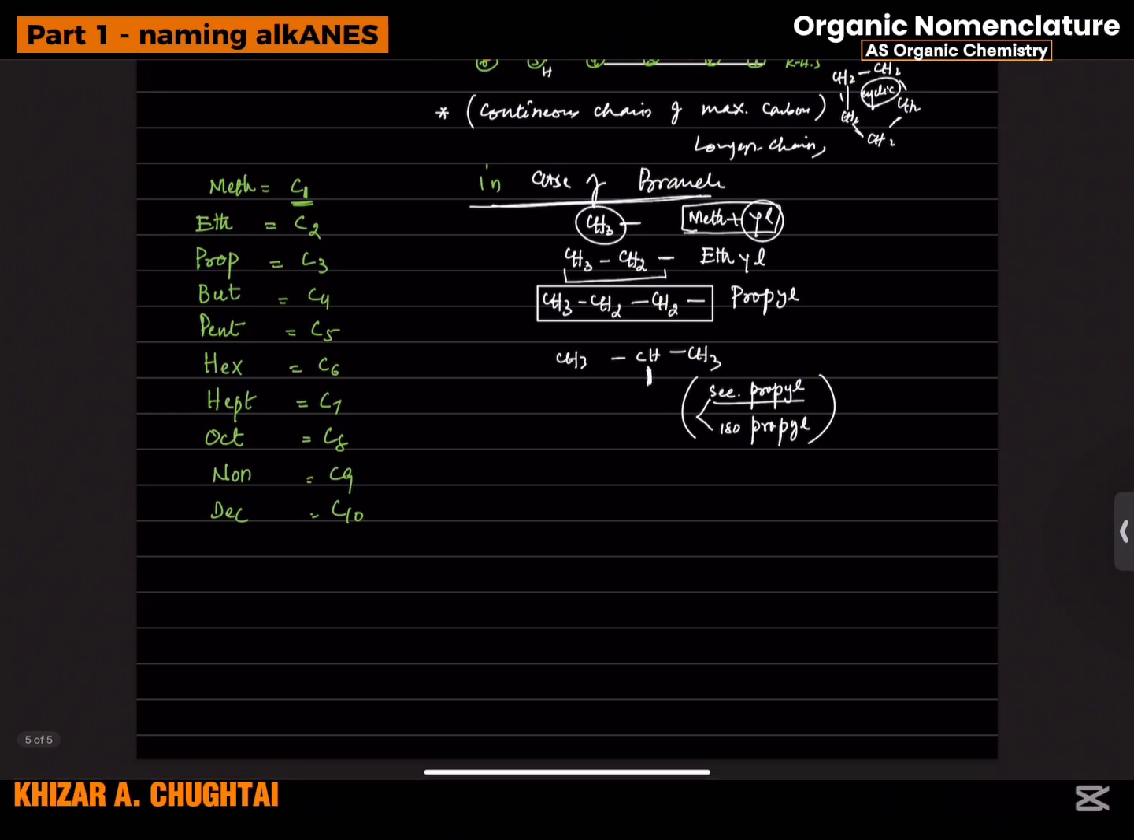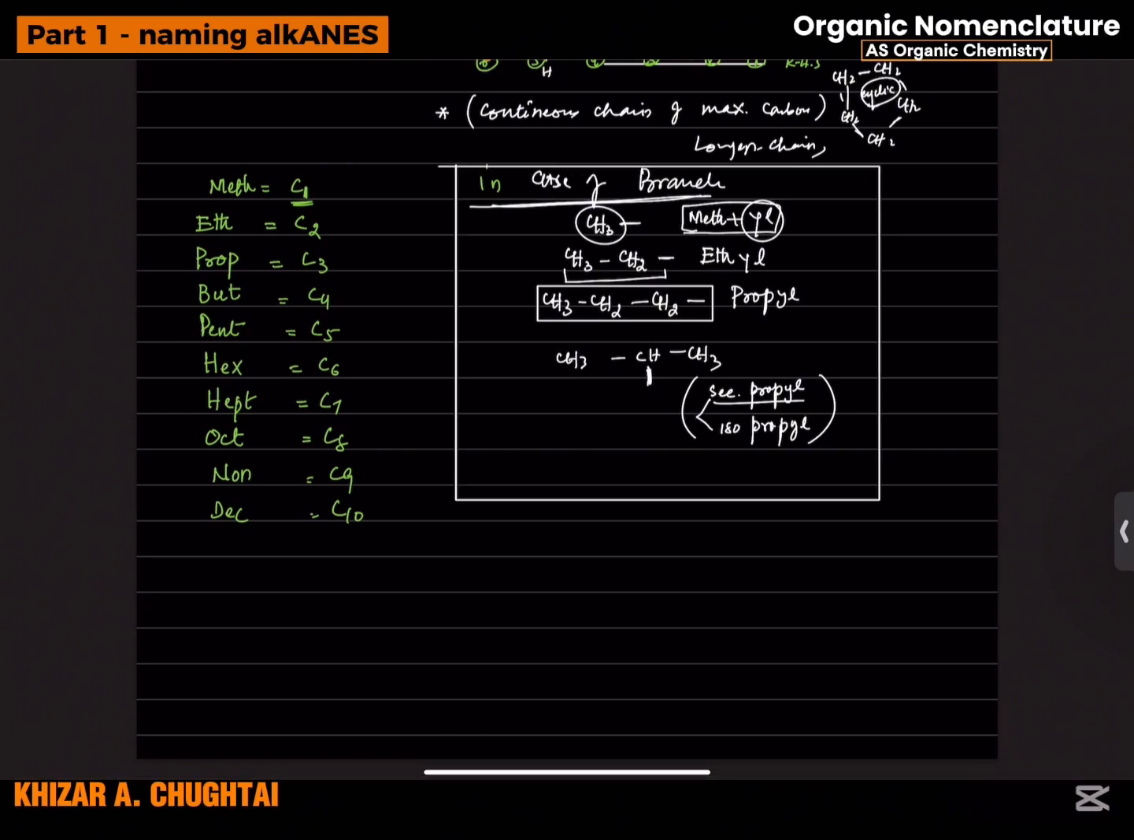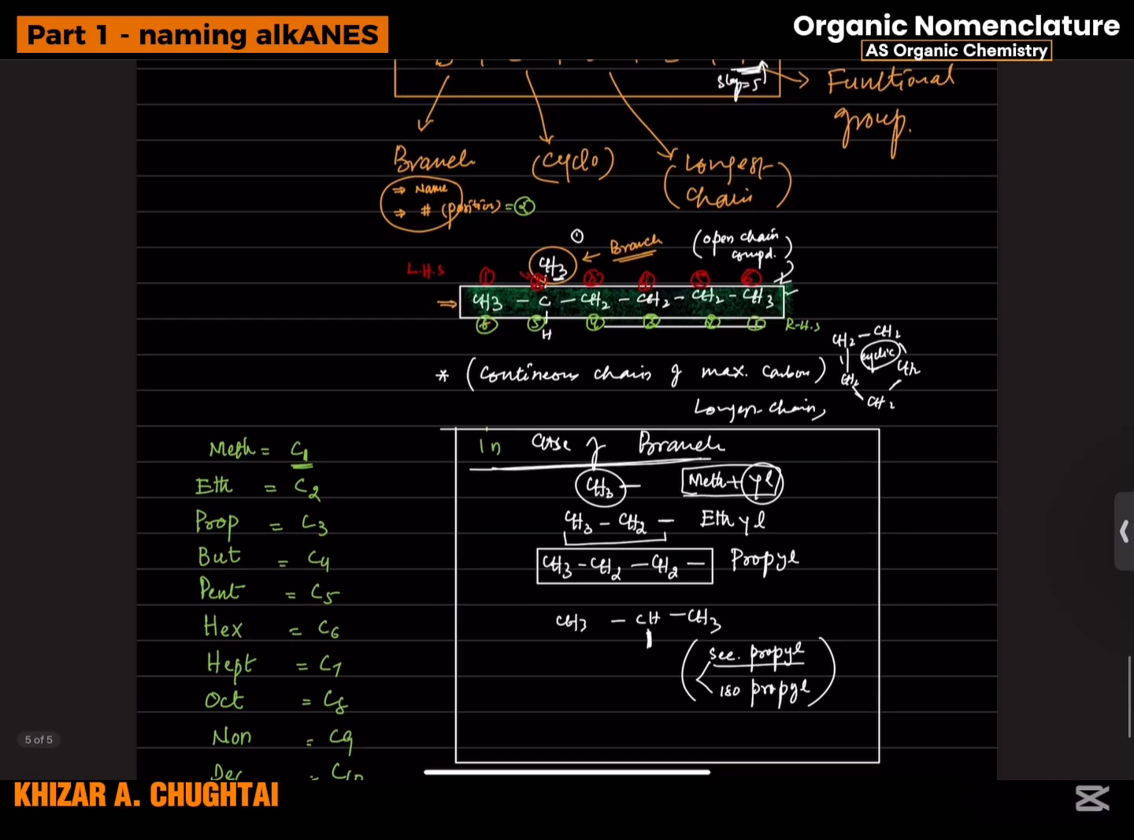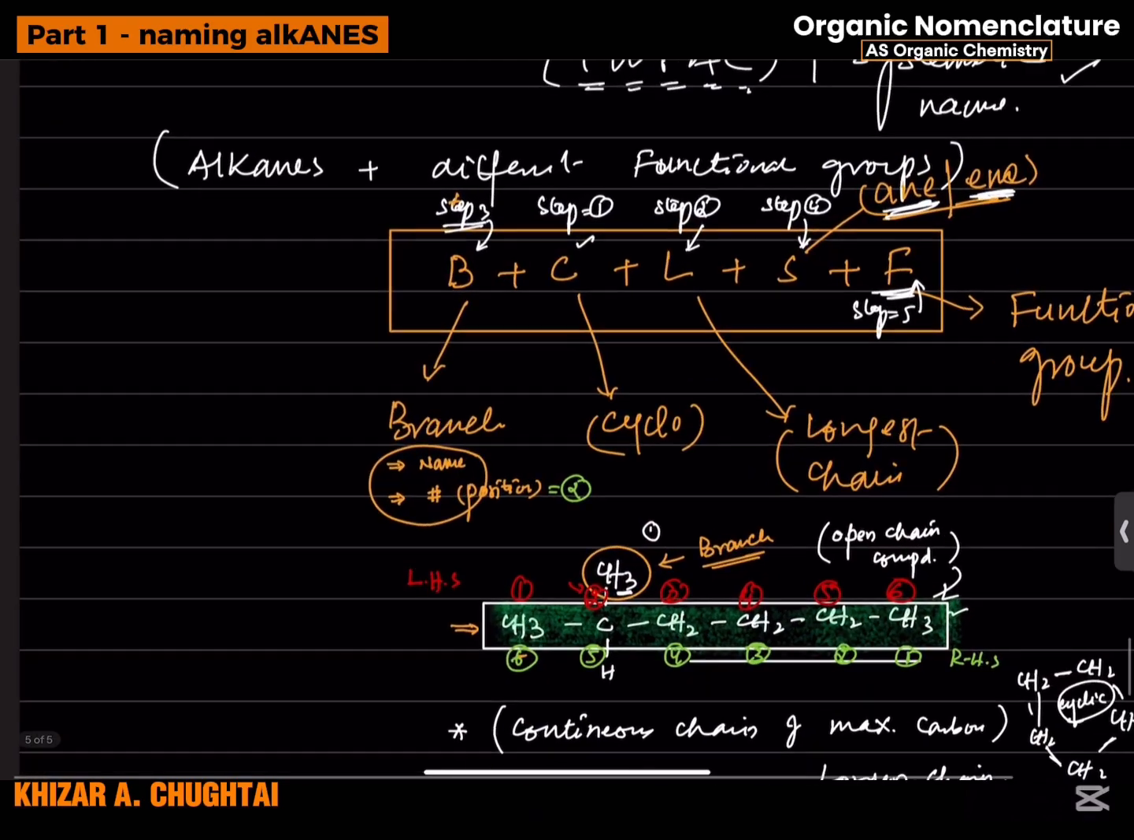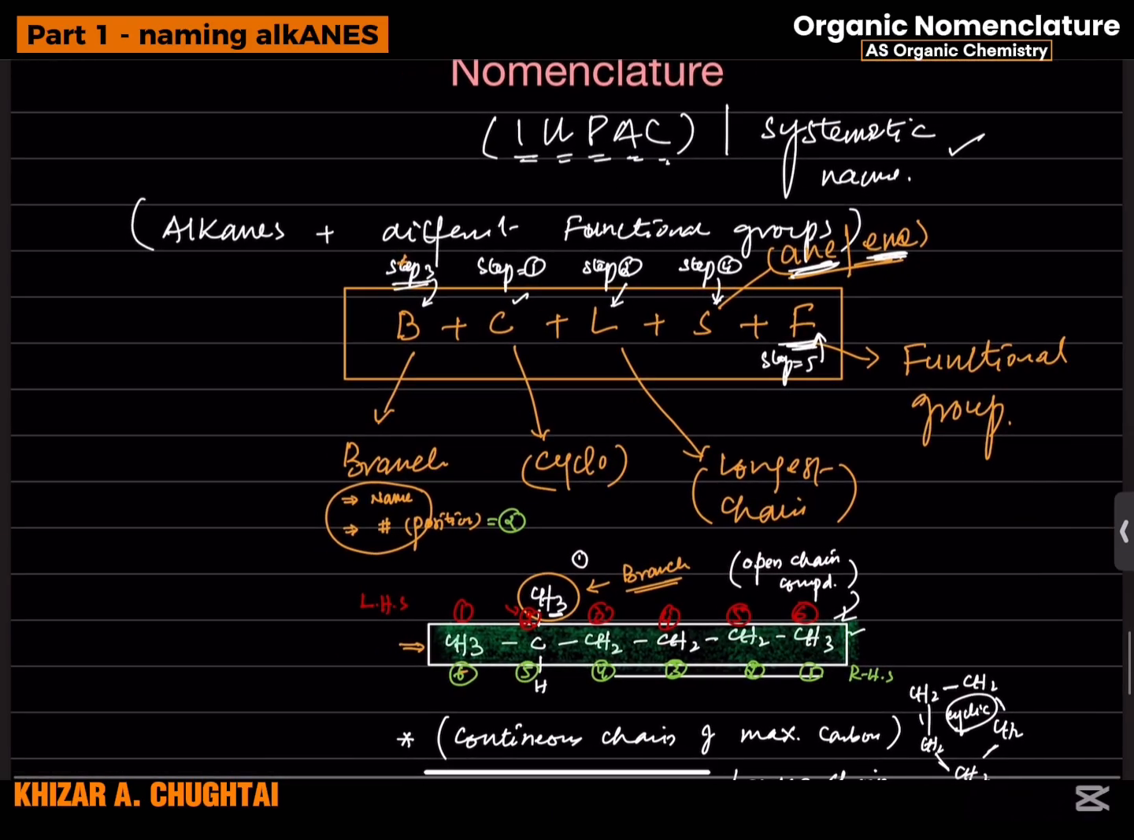Now come toward the next one. So these are the branches. For branches, you will have to memorize or remember this one thing. Got it? Is there any problem up till now?